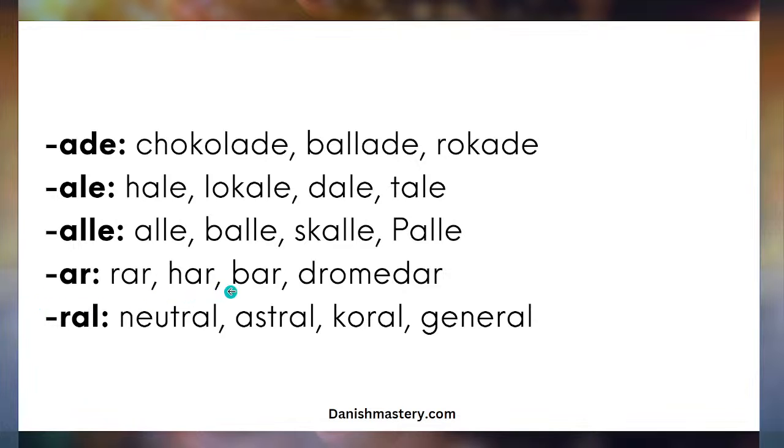Ra, ha, ba, dromedar. Alright, that's cool. So yeah, very often if you have an A and an R next to each other, you get that ah sound, right? I call it the deep A. It's just what I call it. Ra, ha, ba, dromedar. So that's how it is. Okay.